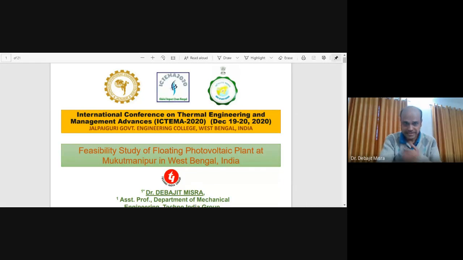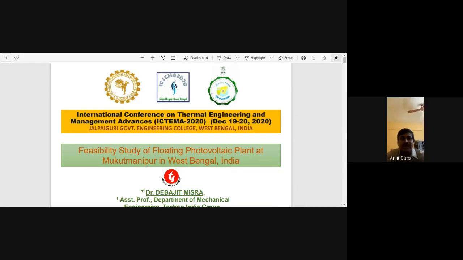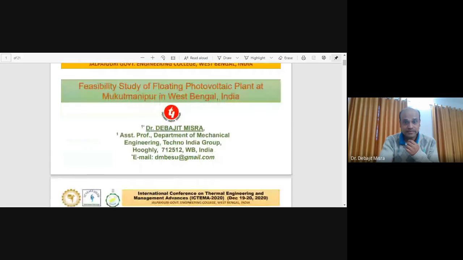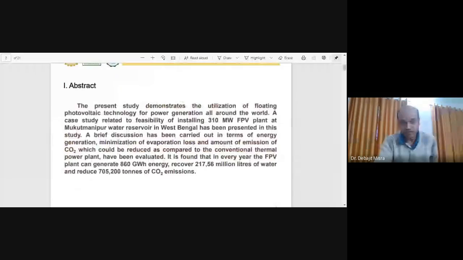So here is my article: feasibility study of a floating photovoltaic plant at Mukundapur in West Bengal, India. We know that solar photovoltaic technology is a promising option in terms of renewable energy all over the world. So that's why I am interested in giving a case study here, installing a 310 megawatt floating plant at the Mukundapur water reservoir in West Bengal.